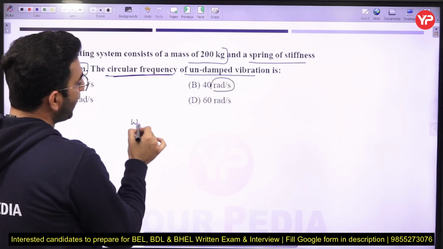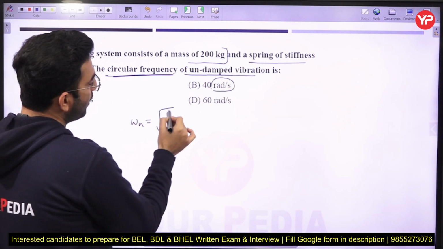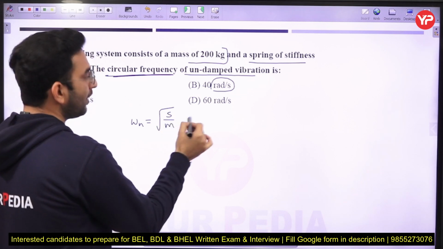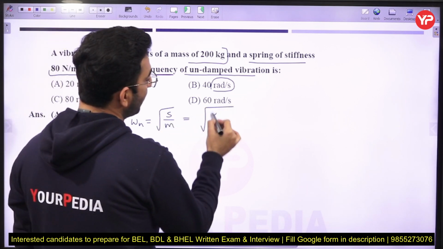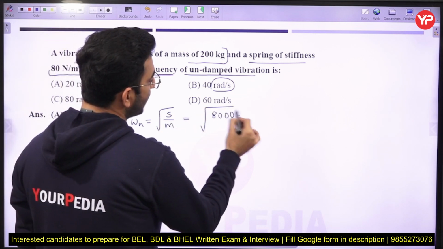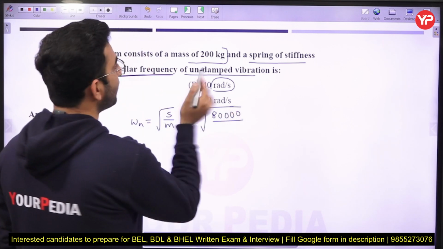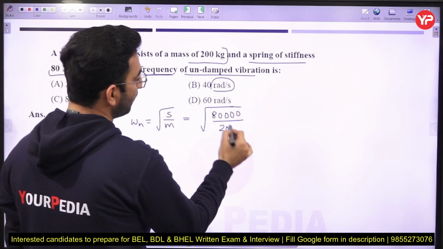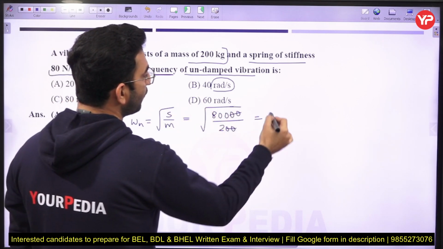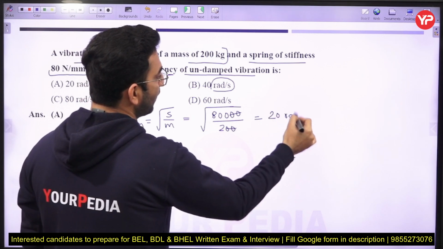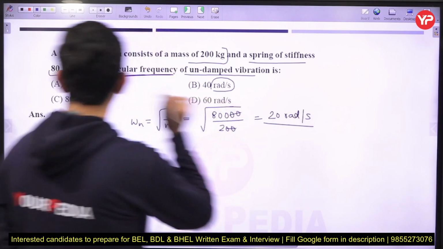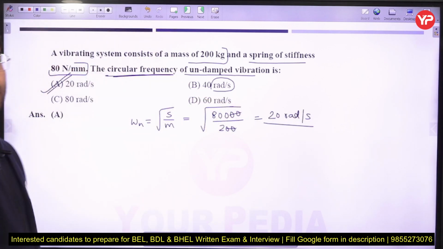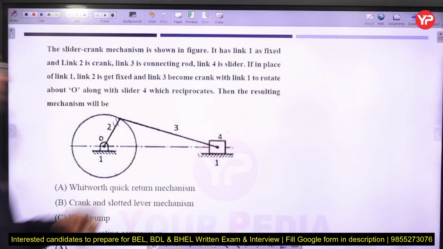So we can simply write omega n is nothing but the square root of S by m, and the value of S is given to you as 80,000 divided by m. M is given to you as 200 kilogram. If you simplify it, you will get 20 radian per second here. So in this case, option number A is going to be the correct one.